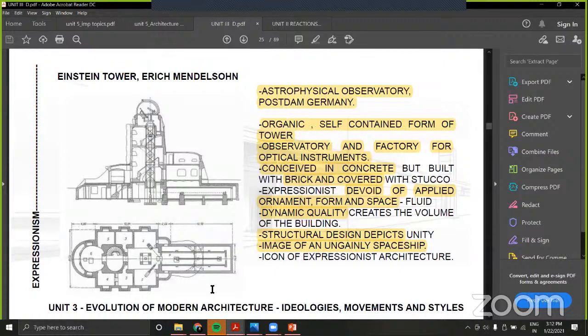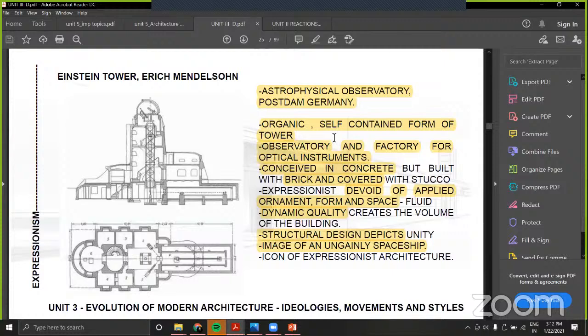So he also used an organic and self-contained form in the tower, observatory and factory for optical instruments, conceived in concrete but built with brick and covered with stucco, devoid of applied ornament, with a dynamic quality of form and space. The structure design depicts an image of an ungainly spaceship. He wanted to give it a spaceship point of view, so he designed it according to how Einstein wanted to give his own thoughts to the building.